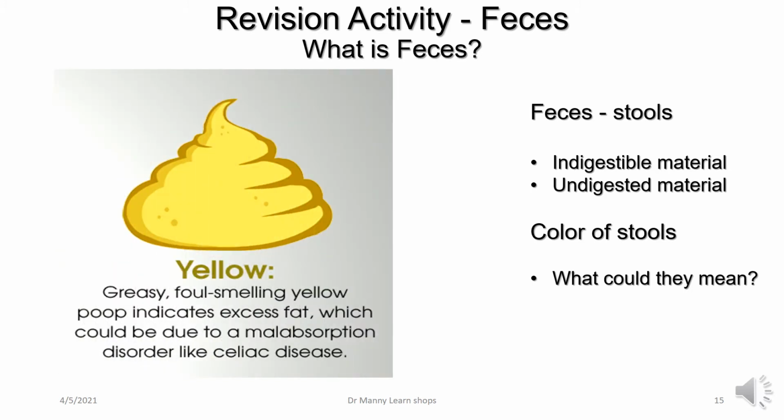If it's yellow, it's problematic, because typically it doesn't smell very nice, it's very greasy, and this indicates probably that you've got a lot of fat in your stool. And this could be related to a disease, something like celiac disease, where you have malabsorption. But it can relate to other things as well.